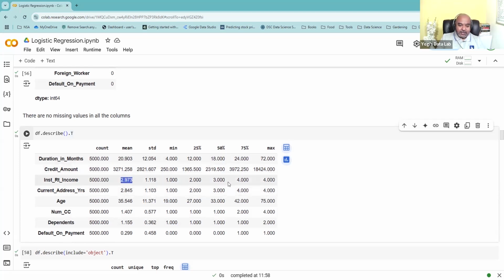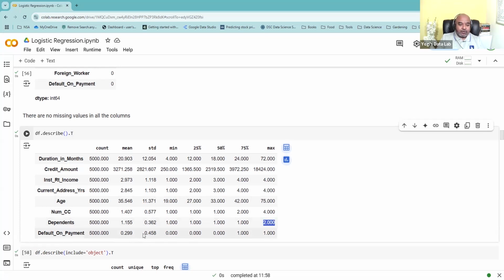Interest rate is approximately the same, which is fine. Current address years is also approximately the same. Age is very slightly skewed towards the right with a minimum of 19 years and a maximum of 75 years. Number of credit cards, on an average, people have one credit card ranging from 1 to 4. Dependents, one dependent, with a minimum of one dependent and a maximum of two dependents.